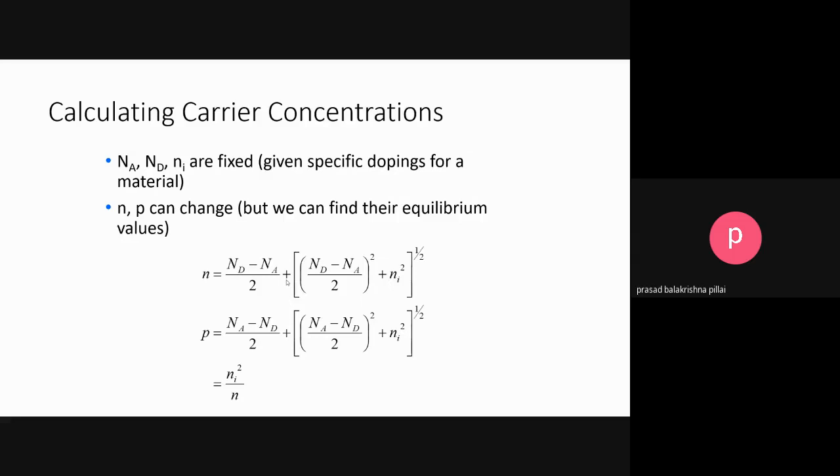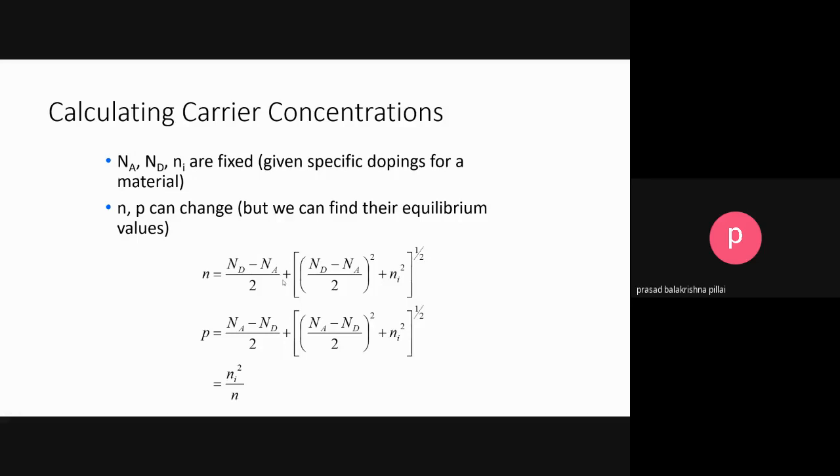Nd by 2 plus the square root of Nd square by 4, plus Nd by 2. So what is it? It's Nd actually. So one can see that for an n type, electron concentration will be nearly equal to Nd. Of course, there is an approximation involved, so it is approximately equal to Nd. You agree to that?